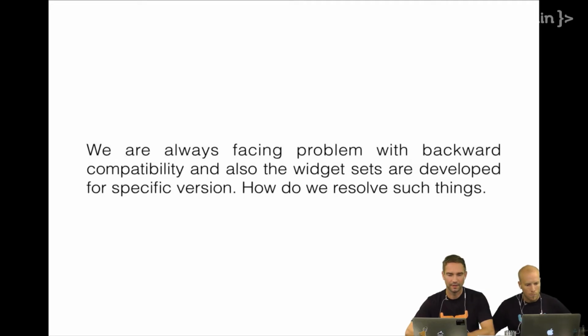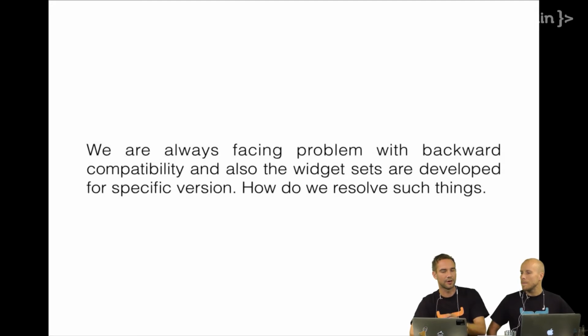Okay, let's move to the next question. We are always facing a problem with backward compatibility, and also the widget sets are developed for specific versions. How do we resolve such things? Maybe just as background, Vaadin's client side, the thing running inside the browser, is called the widget set. That is basically the widgets or the components that your application is going to use, and a thin terminal that communicates with the server side, but you don't normally need to even know about it. It just happens.